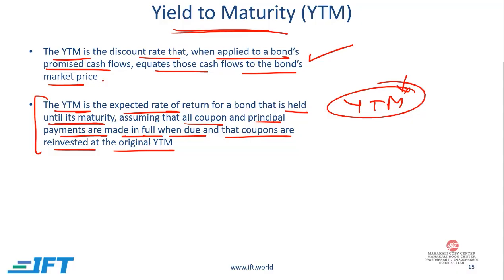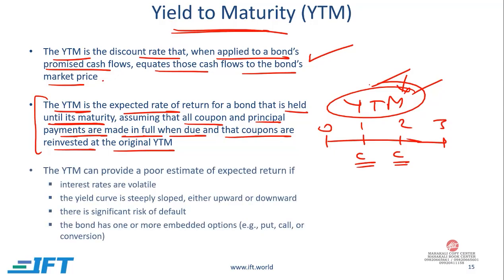And the final point, which is not that obvious, is that if we have multiple coupon payments, so we have this, let's say, 3-year bond, there are coupon payments happening over here. The assumption is that these intermediate coupon payments happen at the YTM rate. So that also is an assumption of this measure.